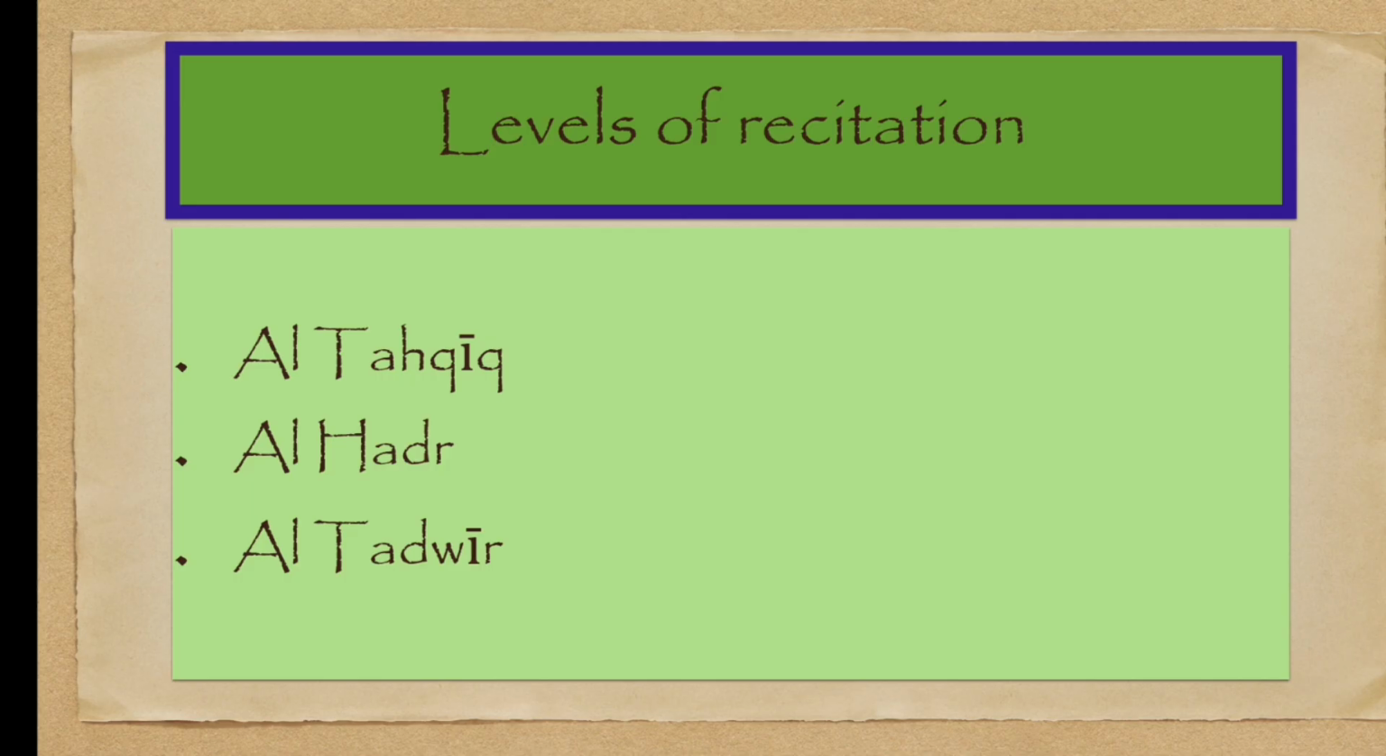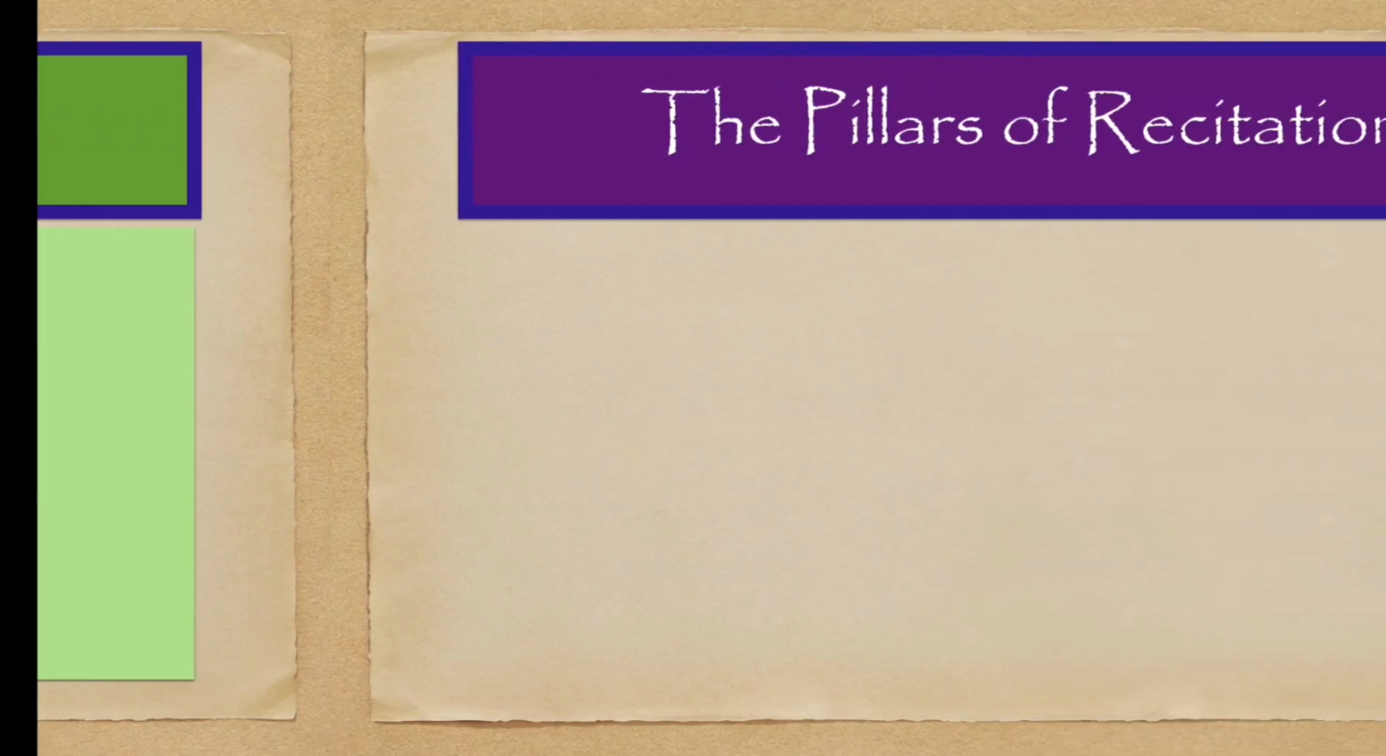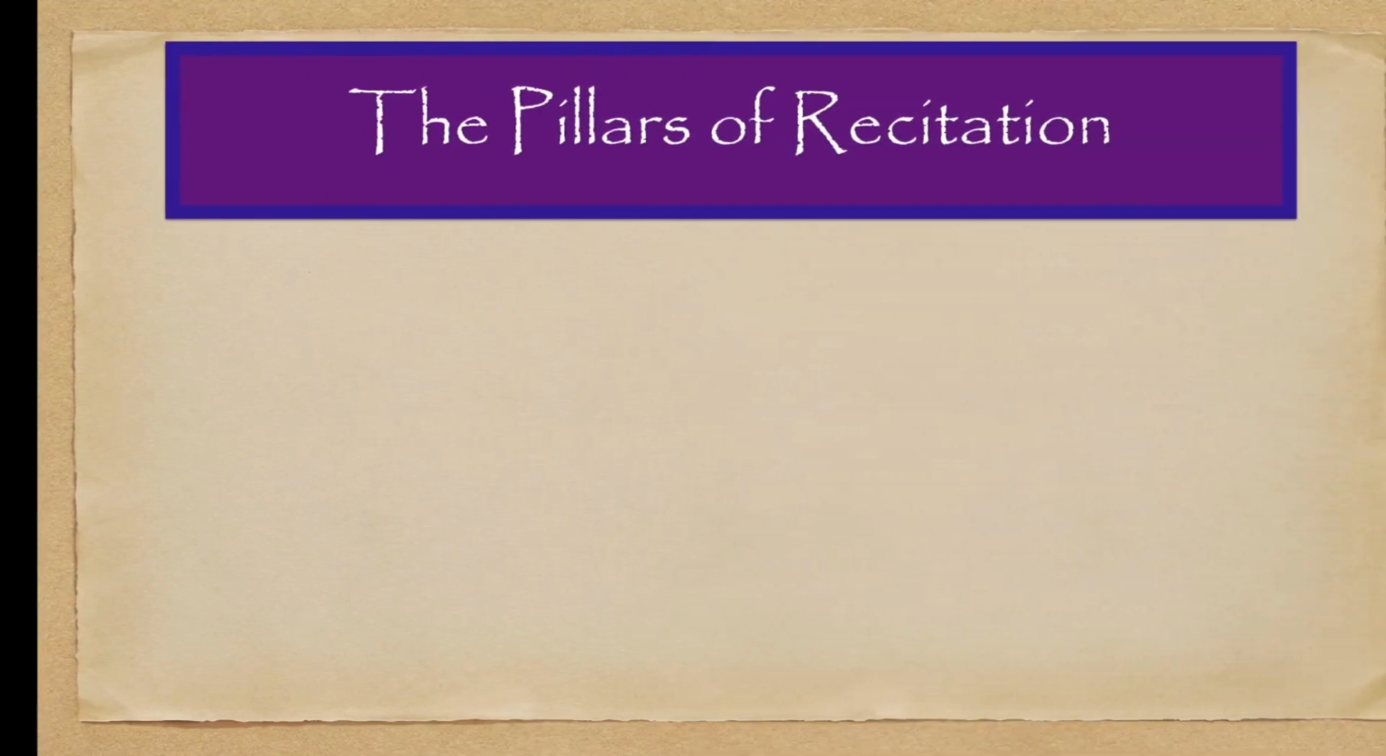Now, one important point here is that all 3 levels, whether you're reciting with the slowest speed or the fastest or in between, every single level must always be applied with the rules of tajweed. So if you're reciting fast, you cannot, for example, recite fast and drop the rules of tajweed or drop letters. This is not allowed. Okay, so you are allowed to recite fast as long as you are still always applying the rules of tajweed. And we shall end here, inshallah. So the pillars of recitation we will cover next lesson, inshallah.